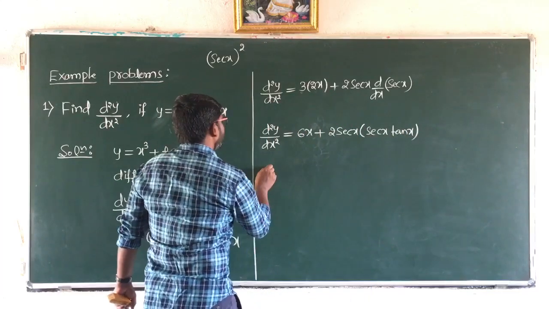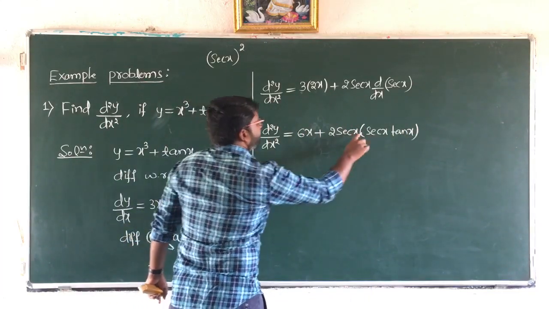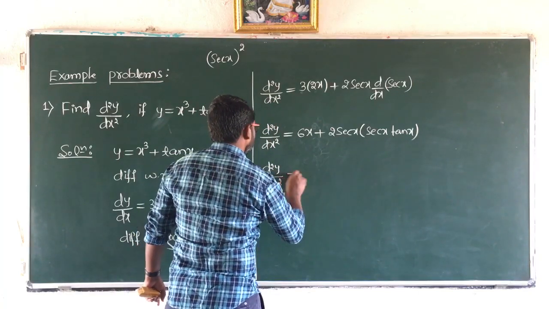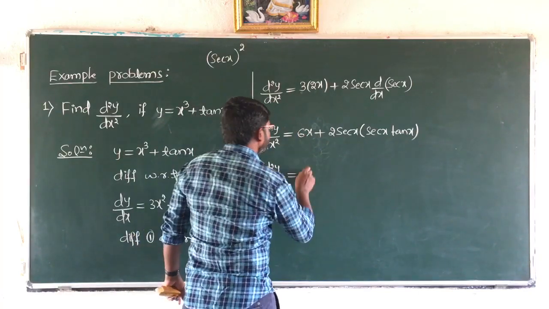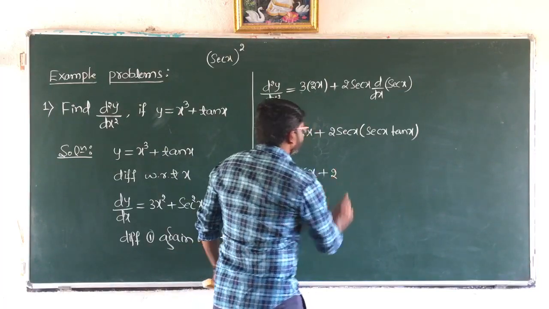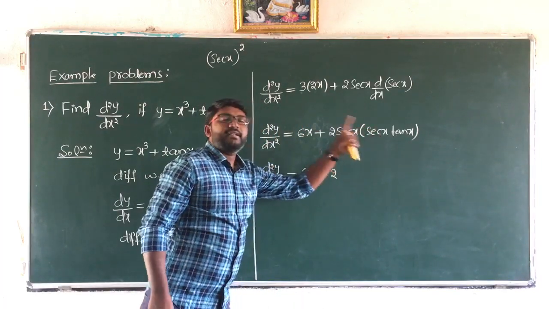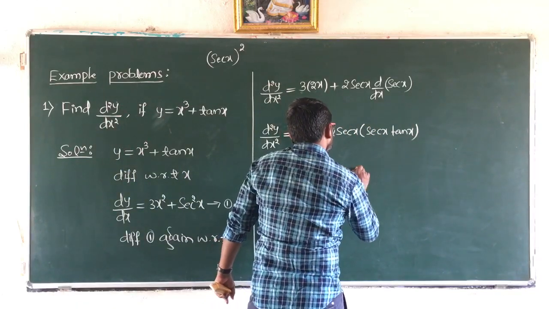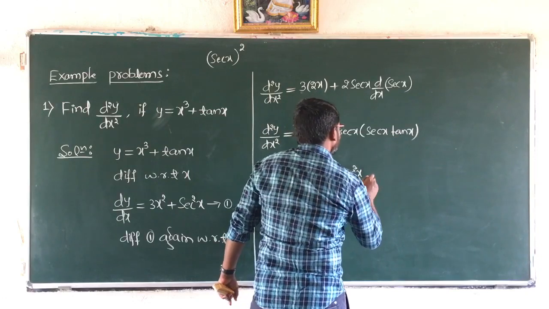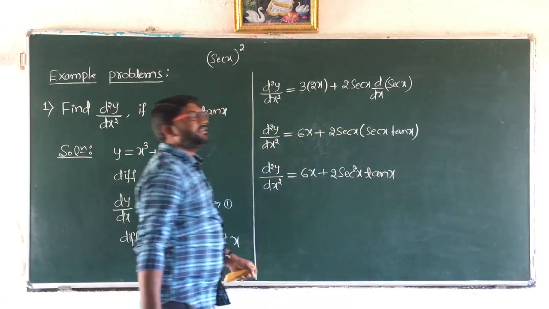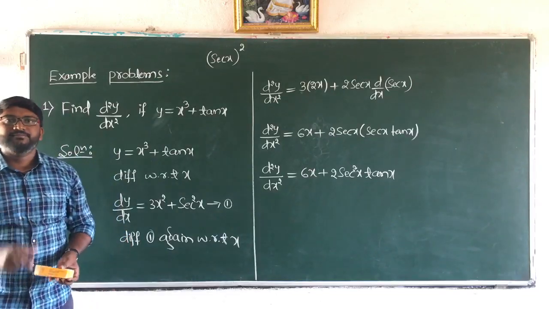So in the next step, we'll simplify this. d square y by dx square equals 6x plus, now 2 write as it is, secant x into secant x will be secant square x, into tan x as it is. So this is the answer for the first example problem.